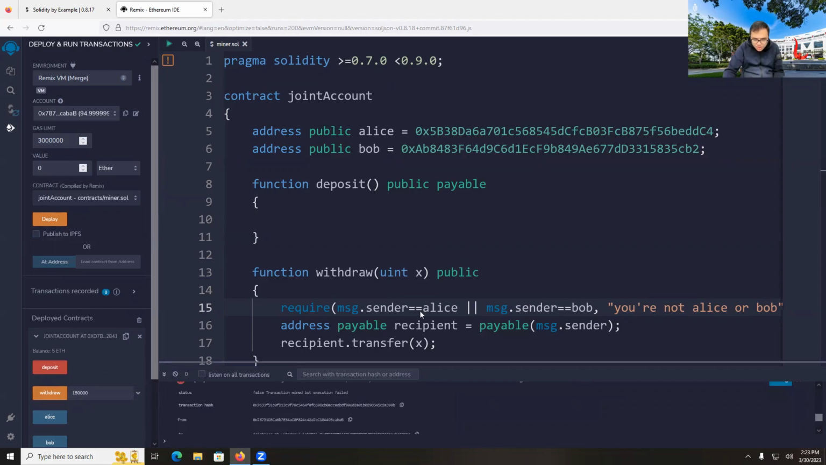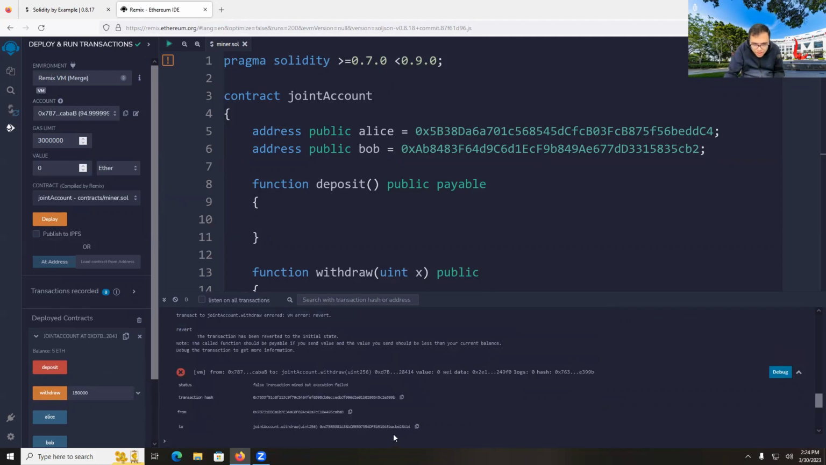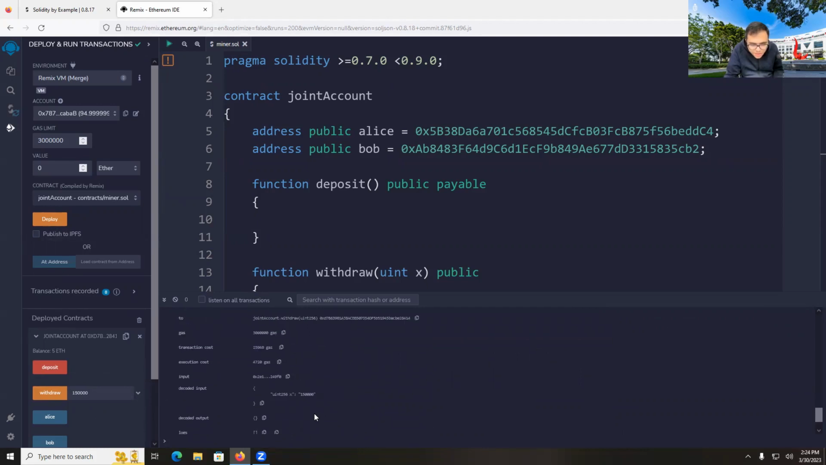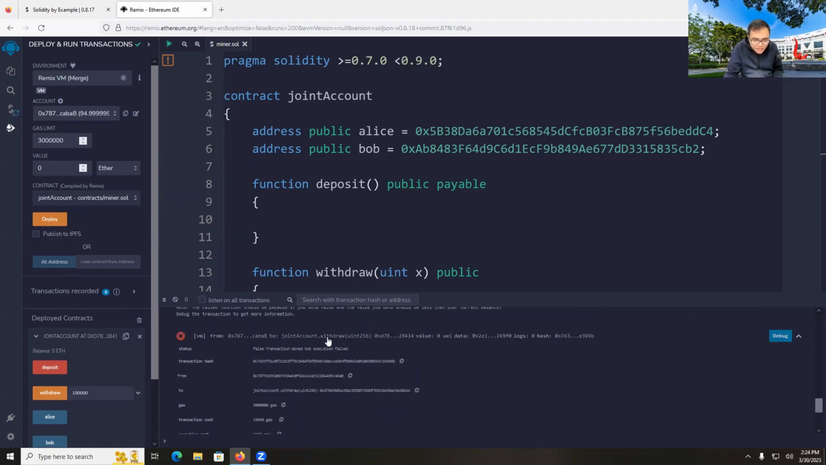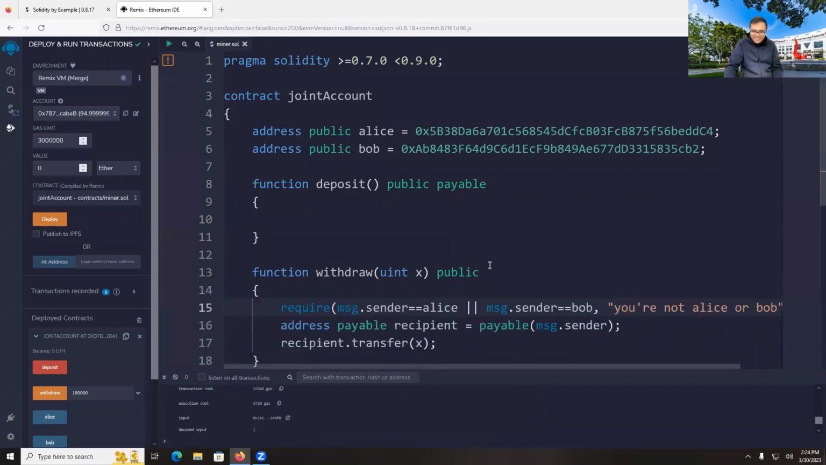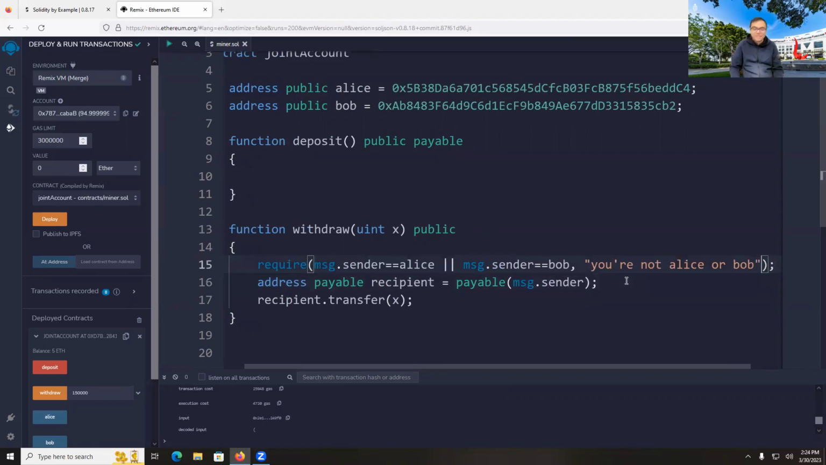And if you go in this log, you should be able to see the error somewhere. I don't know where it is. Well, the virtual machine is not really working. Or maybe I have a bug. I don't know. So anyway, you cannot withdraw if you're not Alice or Bob.